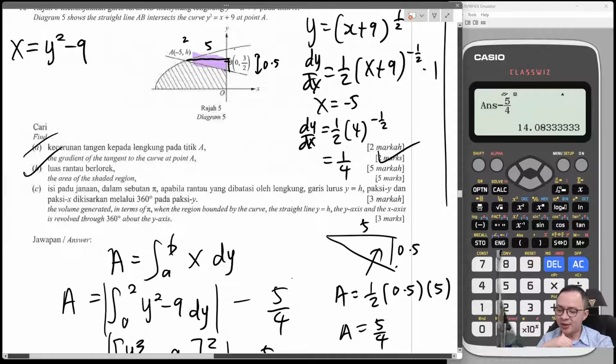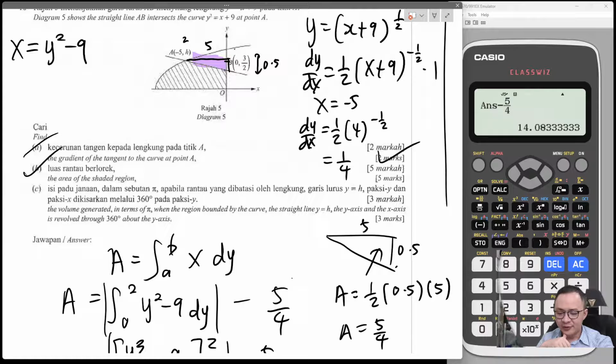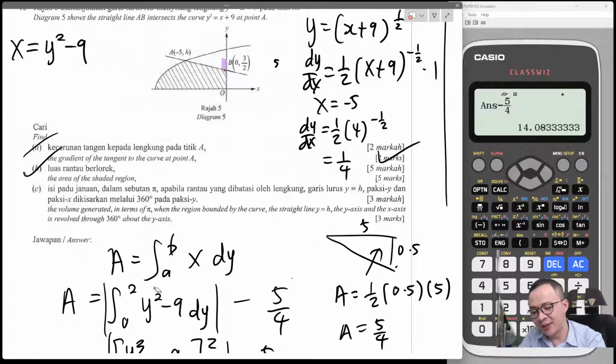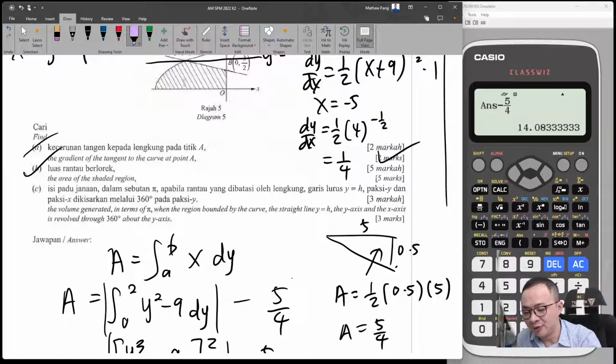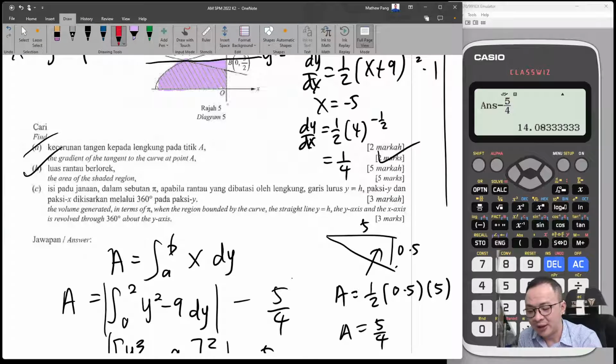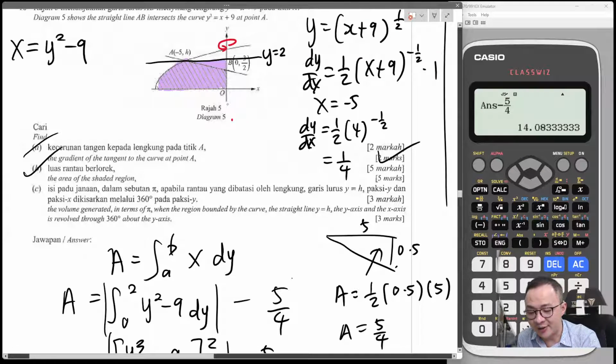So the volume generated in terms of pi when the region bounded by the curve, the straight line y equals h, y-axis and x-axis, is rotated 360 degrees about the y-axis. So basically right now you have a line like this, y equals h, right, this line. Basically h already know lah, is y equals 2. So basically right now, they want to rotate everything here, bounded by the curve, x-axis and y-axis, on the y-axis lah, 360 degrees.